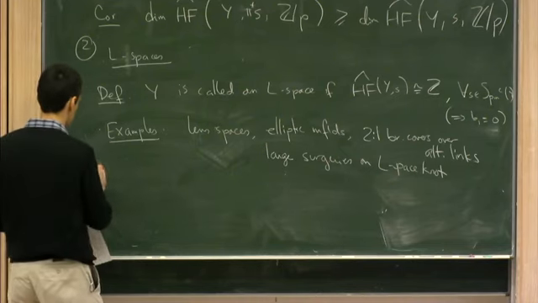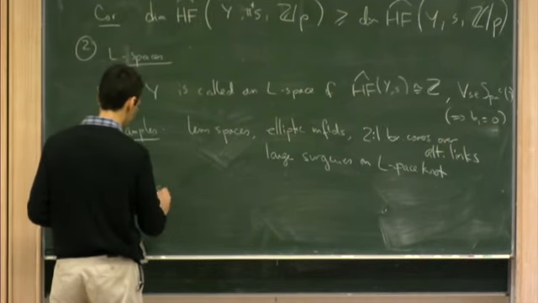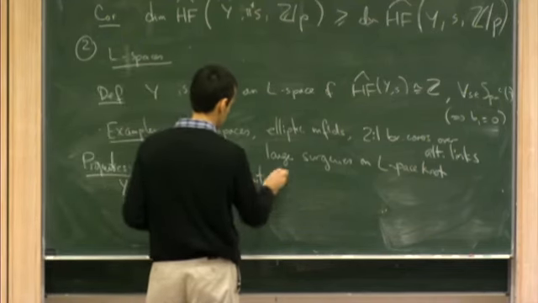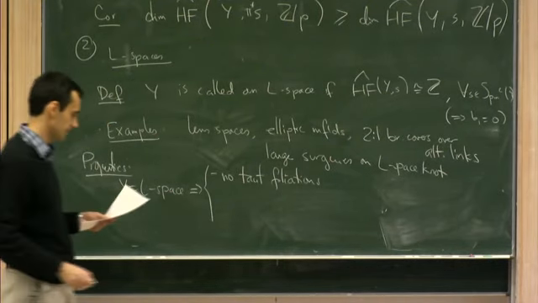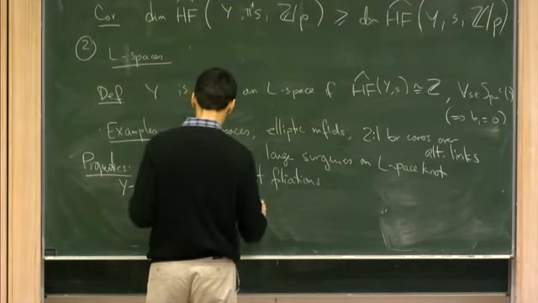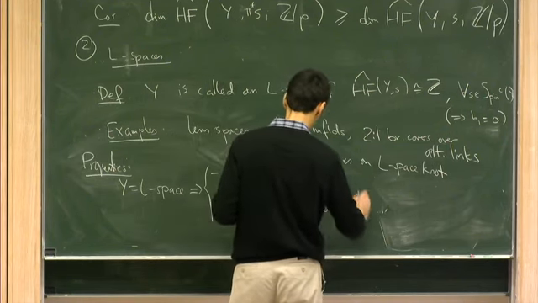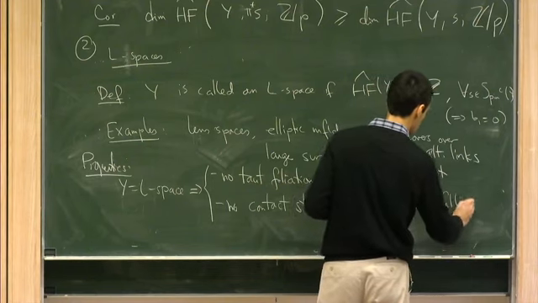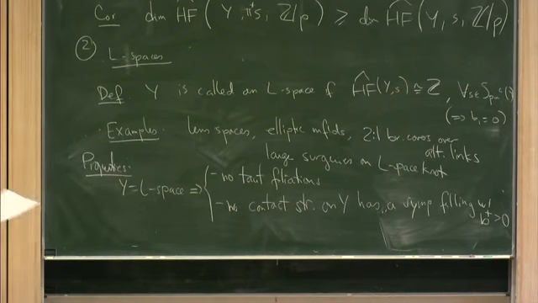And they're important, so they have some properties. If Y is an L space, then it has no taut foliations. So that's a standard way of obstructing the existence of taut foliations on 3-manifolds. And they have applications, let's say: no contact structure on Y has a symplectic filling with b_2^+ greater than 0. So it tells you something about fillings of contact manifolds.